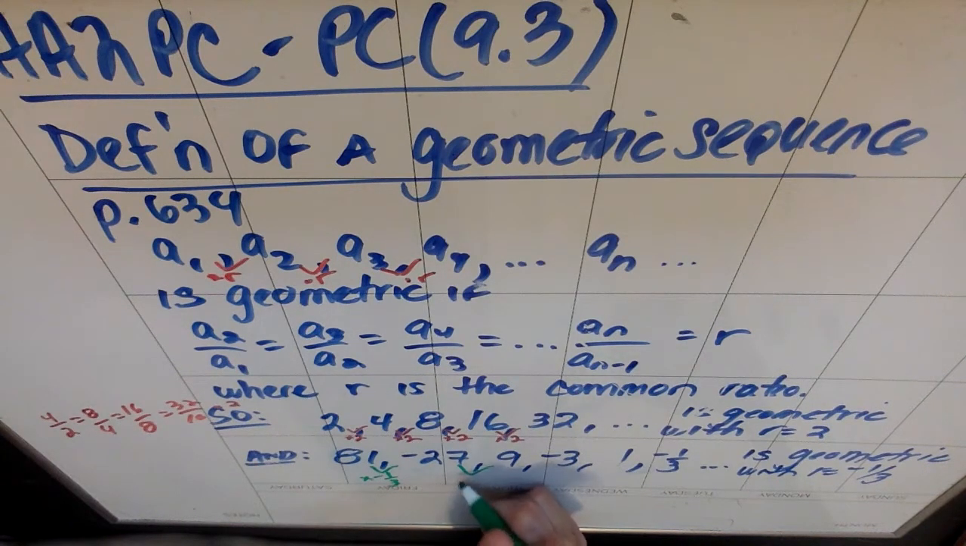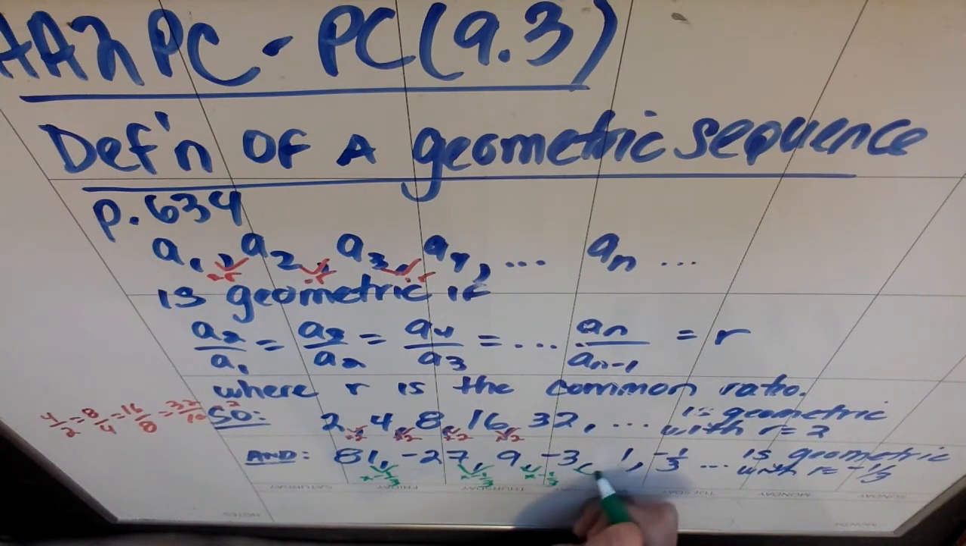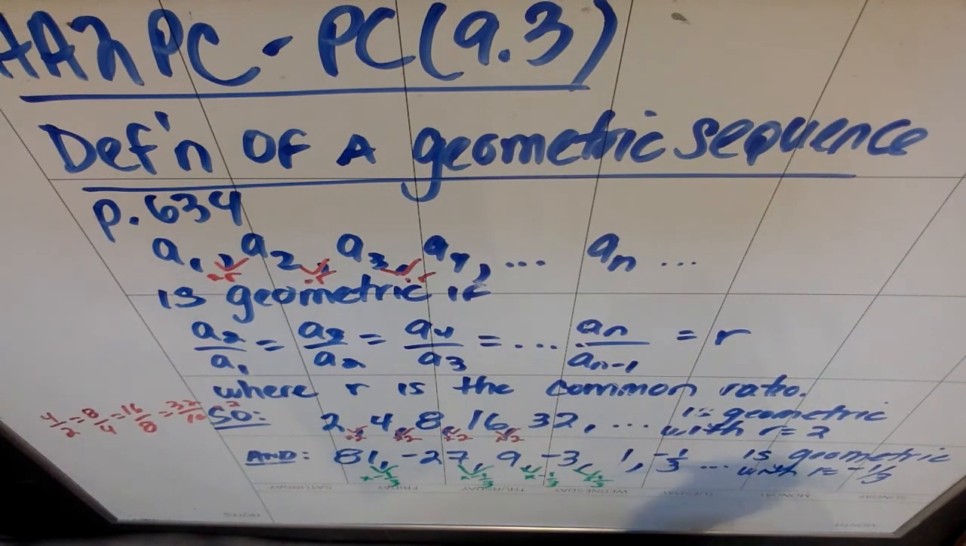If I multiply negative 27 by negative 1/3, I get a positive 9. And if I multiply 9 by negative 1/3, I get a negative 3, right? And if I multiply negative 3 by negative 1/3, I get a positive 1, right? And if I multiply positive 1 by negative 1/3, again, I get a negative 1/3, right? So my r is negative 1/3.